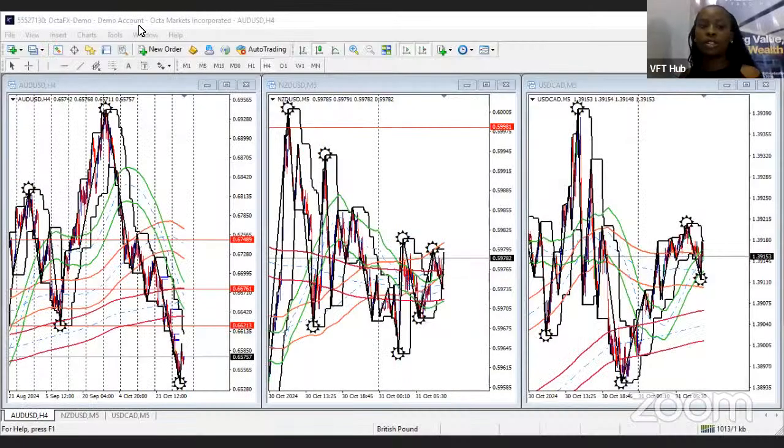Which would be on commodity currencies, AUD/USD, NZD/USD, and USD/CAD. Shortly after, my colleague Demola is going to come and do his own analysis on indices, US30, NAS100, and any other pair he is looking at today.